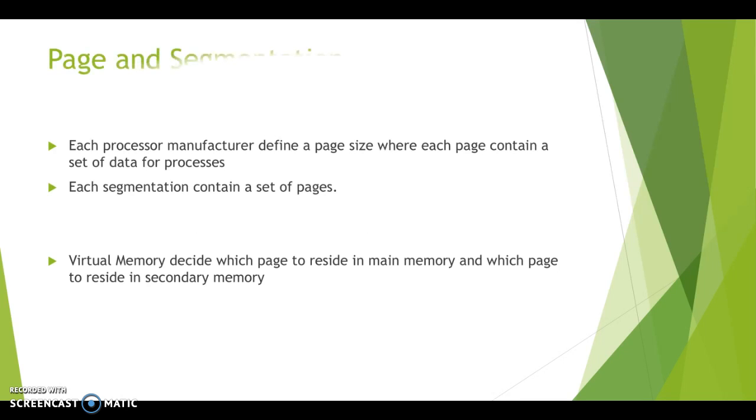Each processor manufacturer defines a page size, where each page contains a set of data for processors. Each segmentation contains a set of pages, and this segmentation can be controlled by a programmer for a set of data. Virtual memory decides which pages reside in main memory and which pages reside in secondary storage.